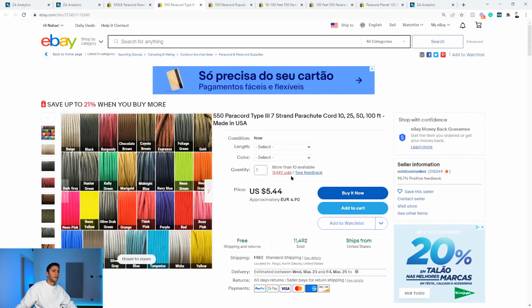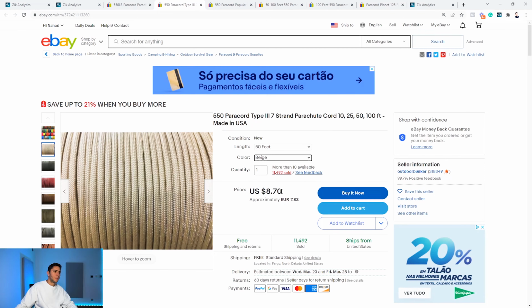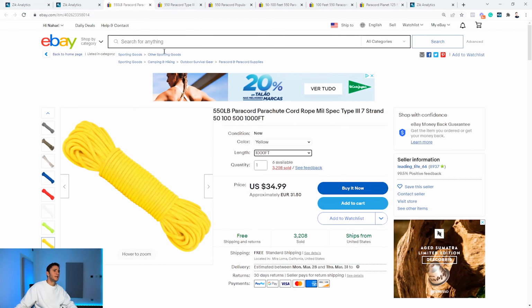This is Outdoor Bunker, the guy who is dominating everything. This was the top listing. Again, we're going from 10 feet to 100 feet. The other guy started at 10 feet. Let's see how much 50 feet costs here. This guy is selling it for $8.70. Compare that to $5.99.